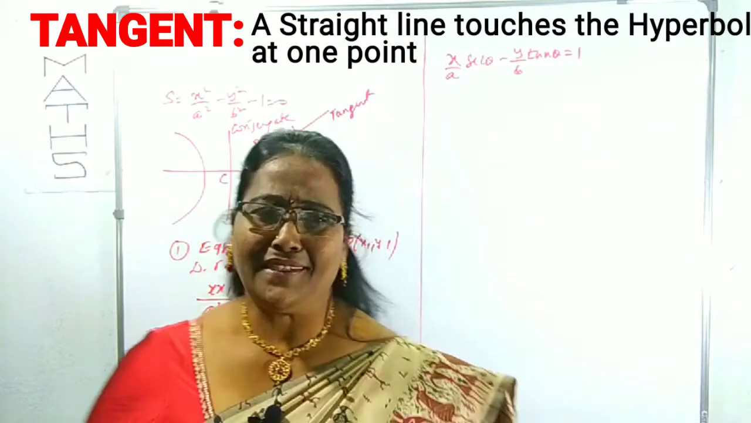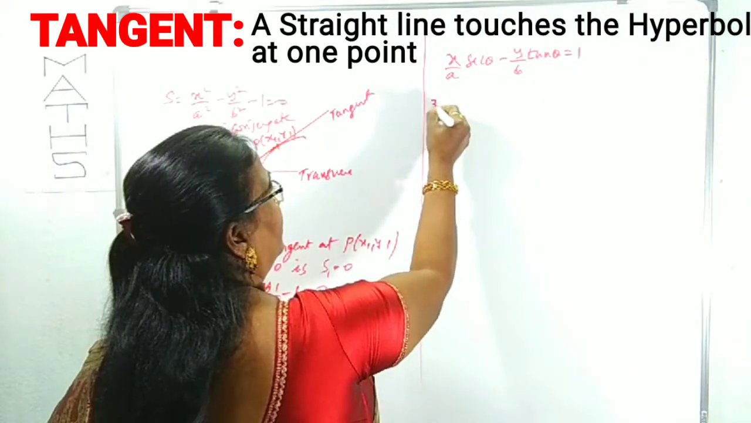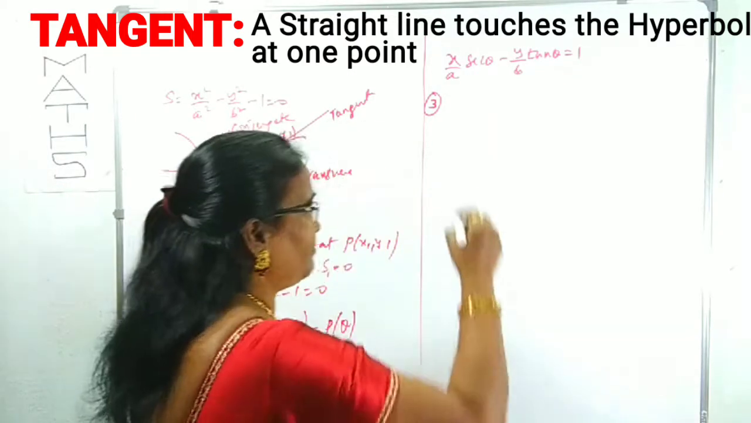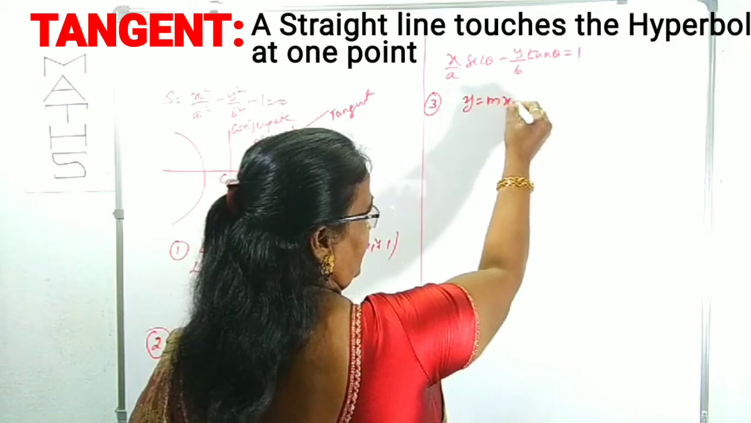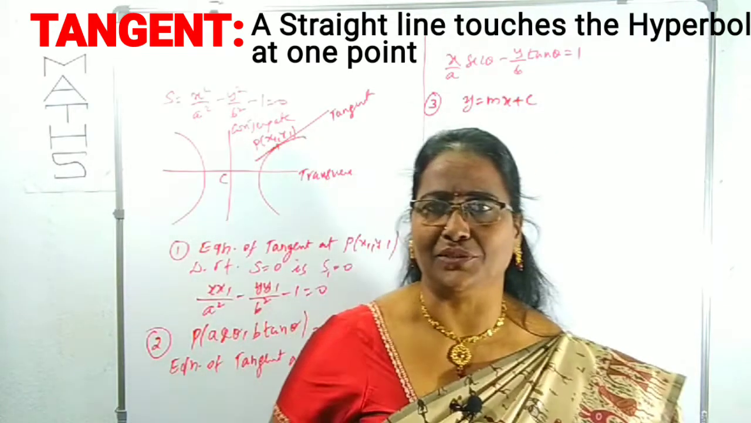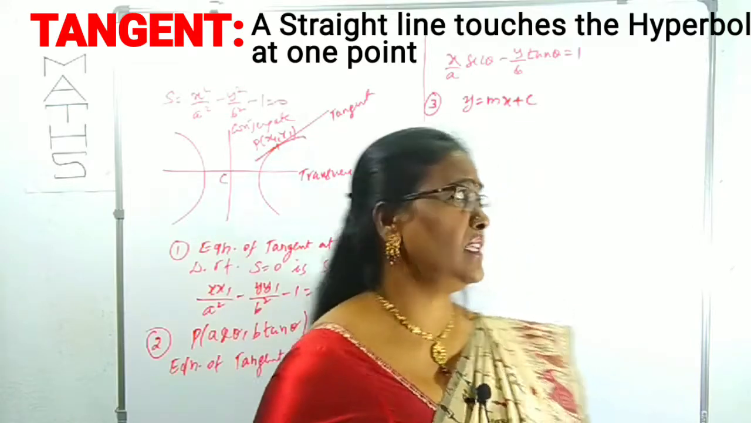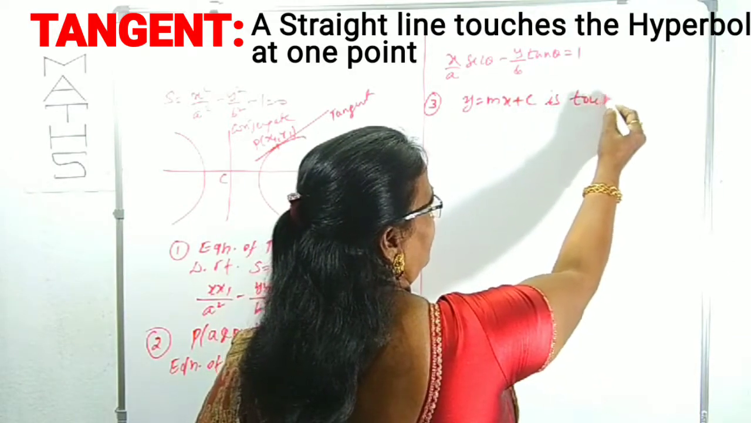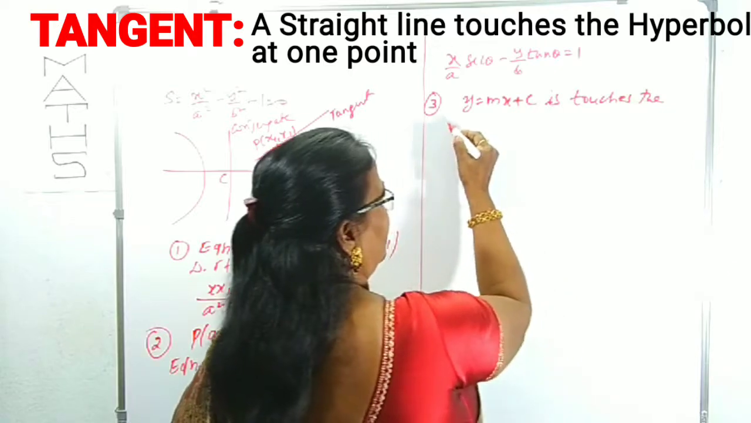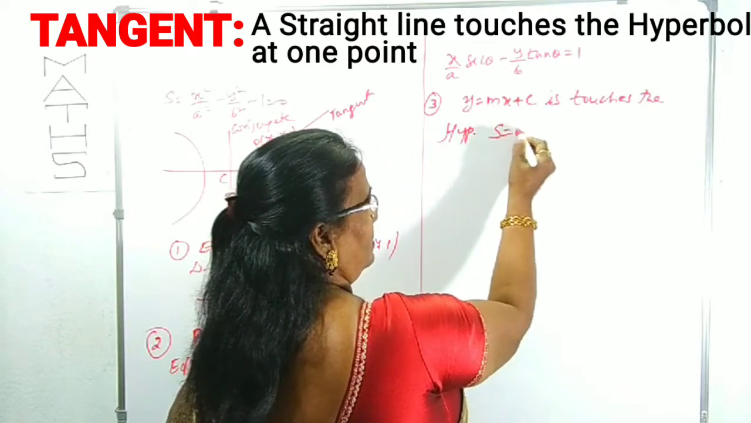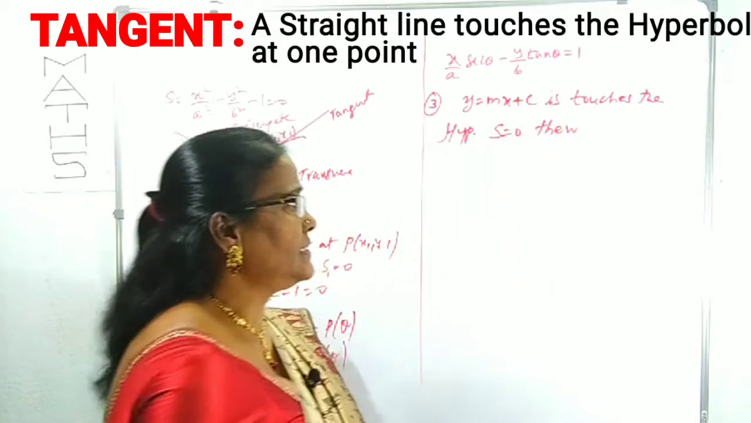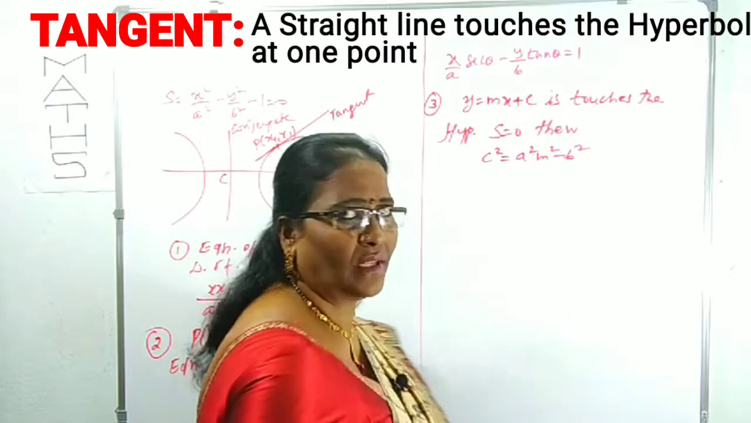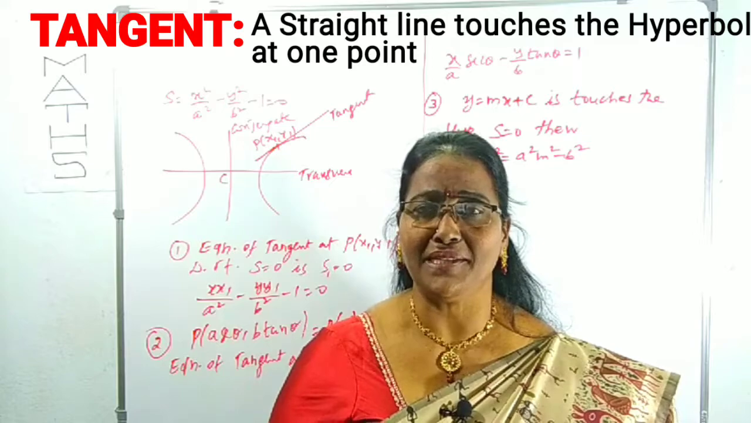Now, what is the condition? If you know the line in slope and y-intercept form, y equal to mx plus c, touches the hyperbola, what is the condition? What is the condition that the line y equal to mx plus c touches, which is also known as tangent, the hyperbola S equal to 0? We can observe that the condition is c square is equal to a square m square minus b square. C square is equal to what? a square m square minus b square.